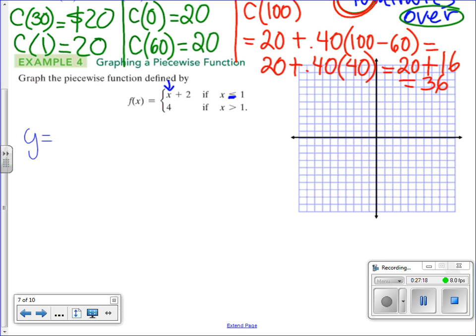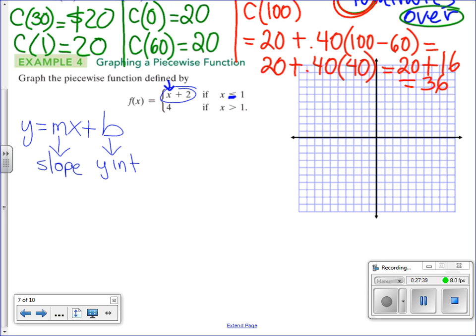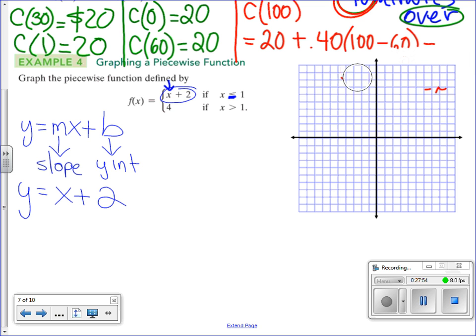Do you remember the equation that looks like this? Mx plus b, yes. Mx plus b, right? That is the slope, and that is the y-intercept. Okay, so if I take this piece of the function, x plus 2, then the y-intercept will be 2, right? But as a point, if it is on the y-axis, what should be the x-coordinate here? 0. So the y-intercept as a point is the point 0, 2.